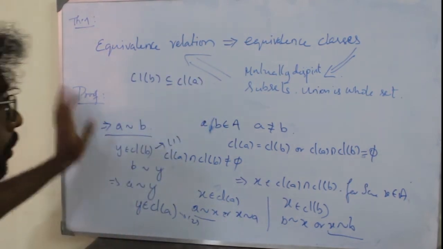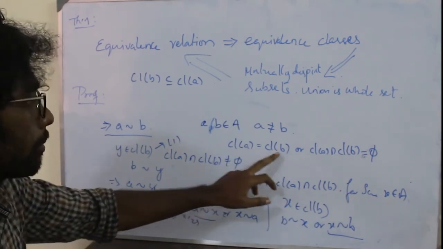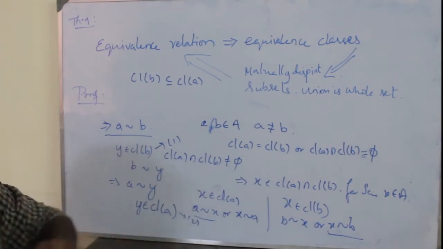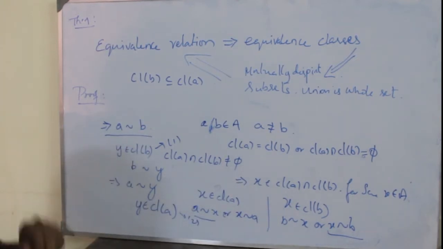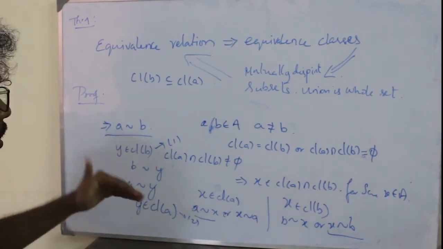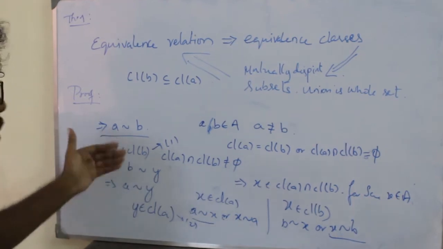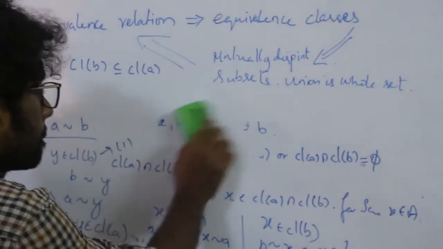As I already told you, to prove two sets are equal, we first have to show this is a subset of this, or this is a subset of this; we have to prove both ways. So I have proved this one, Cl of B is a subset of Cl of A. Next, I am going to change it and prove that Cl of A is a subset of Cl of B.